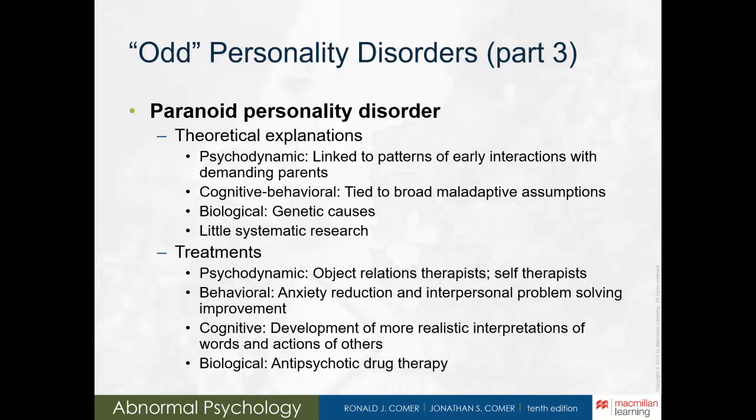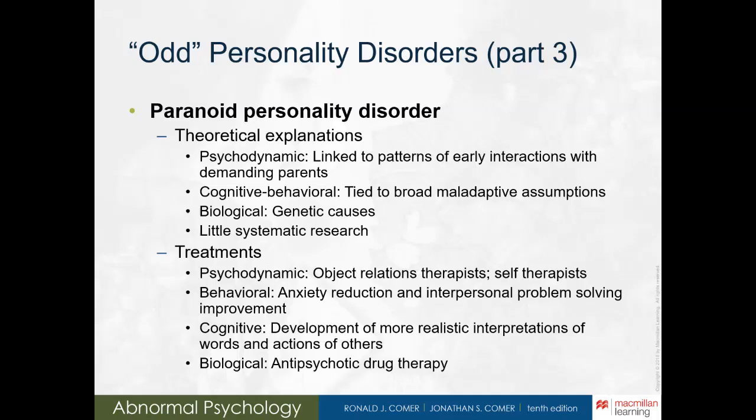Something to think about is that biological theorists propose that these genetic causes are what lead people to develop paranoid personality disorder, and they've looked at twin studies to support this. People with paranoid personality disorder don't typically see themselves as needing help, so it's hard for us to get a lot of theoretical explanations behind it. Remember that these explanations are proposed. And like most of the other personality disorders, they have been the subject of very little systematic research. So keep that in mind.